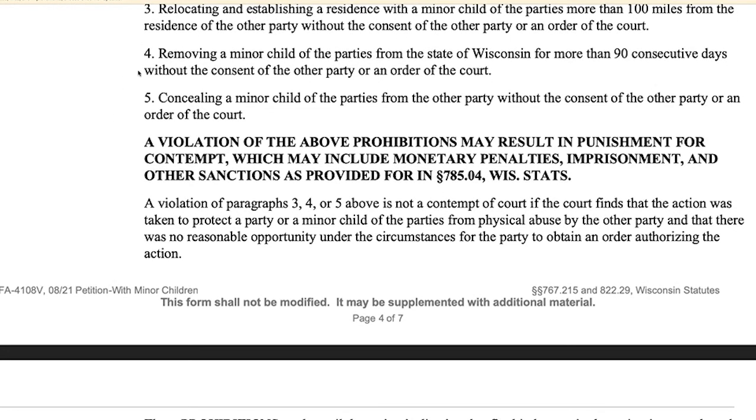You can't take a minor child of the parties out of state for more than 90 consecutive days without consent of the other party, and that should really be in writing or an order of the court. So again, while you're getting divorced and custody and visitation and support are all being worked out, you're not going to move out of the country for 6 months for your job. You're not going to remove that child for an extended period of time until the divorce has been finalized and you've got permission from the court to do it.